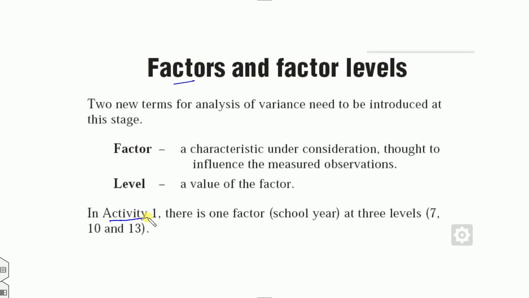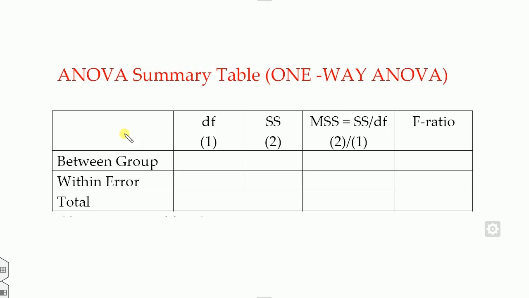So in this activity 1, there is only one factor, which is called the school year, and there are 3 levels. The same holds for activity 2. Now what we will do in the one-way ANOVA is always construct this table. This is the between the groups. For example, in the second activity, the groups are the apples, so we call it between the apples. In the first example, this is called between the school years.